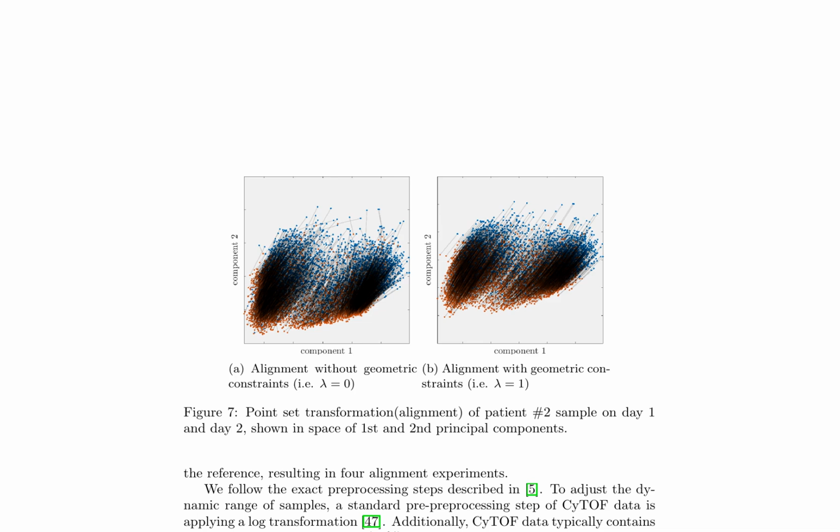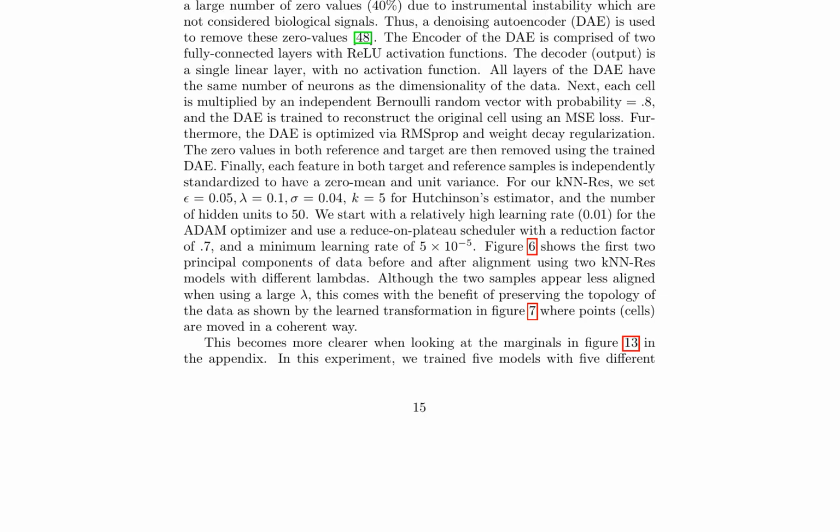Preserving data topology during alignment is crucial, as demonstrated in Figure 7. Results are visualized in Figures 6 and 7, showing the first 2 principal components of the data before and after alignment using 2 kNN-Res models with different lambdas. The kNN-Res model effectively aligns cell populations, as evident from the marginals in Figure 13 in the appendix.